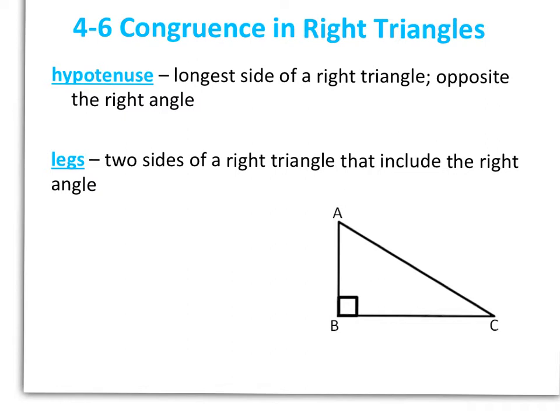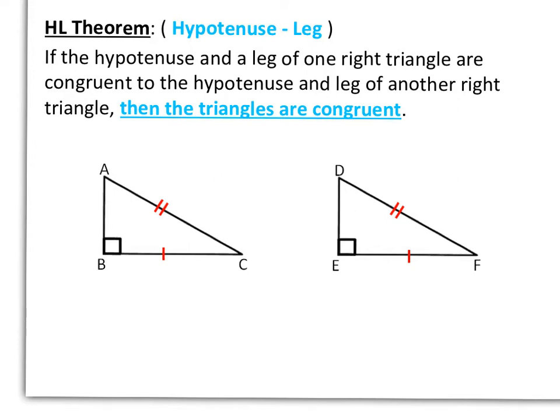So in our triangle ABC, side AC is the hypotenuse, and our legs are BC and AB. The HL theorem, or hypotenuse leg theorem, says if the hypotenuse and a leg of one right triangle are congruent to the hypotenuse and leg of another right triangle, then the triangles are congruent.